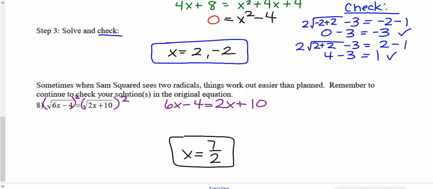I still do have to check to make sure that it works. If I plug 7/2 in for x on the left and 7/2 in for x on the right, do those two values equal each other? Yes, they do. So I know that x equals 7/2 is my solution to this equation.